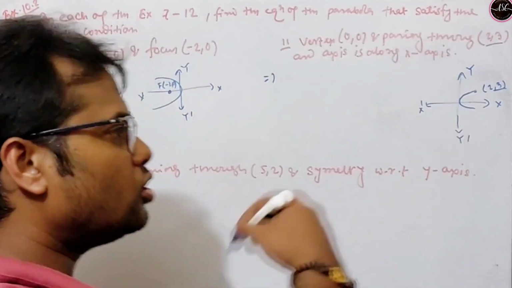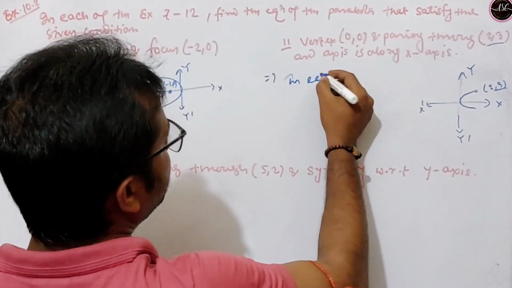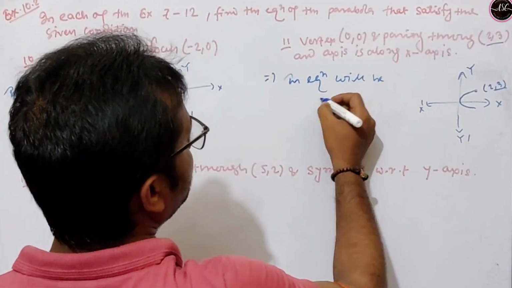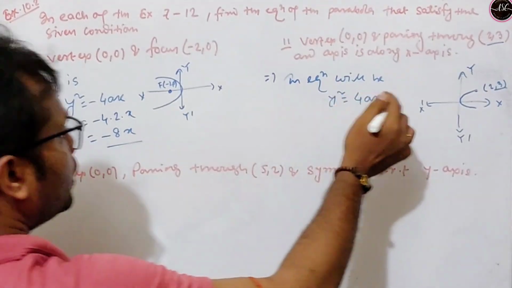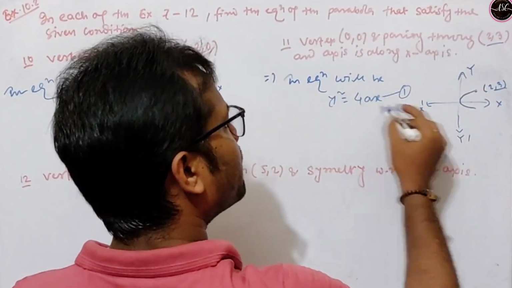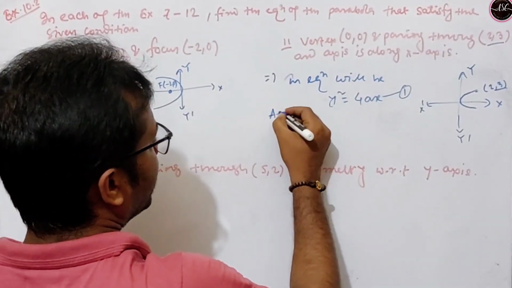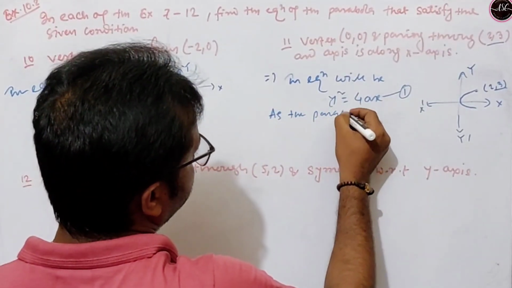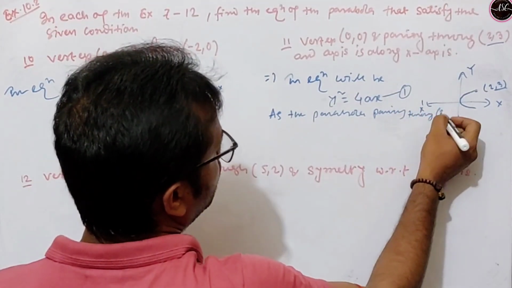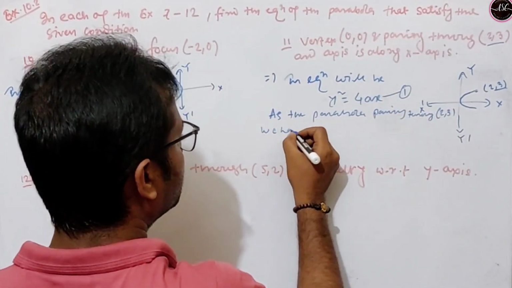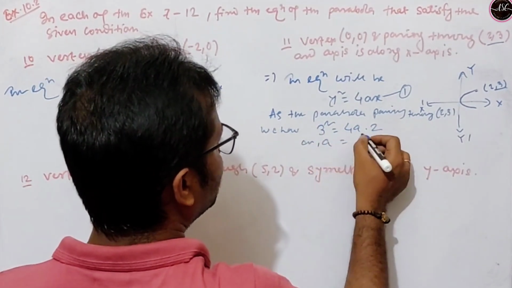Okay, so as the parabola opens at right side, the equation will be y square is equal to 4ax. Okay, here this parabola is passing through 2 3. So for this point this equation will be satisfied. So as the parabola is passing through 2 3, we have 3 square is equal to 4a dot 2 or a equal to 9 by 8.